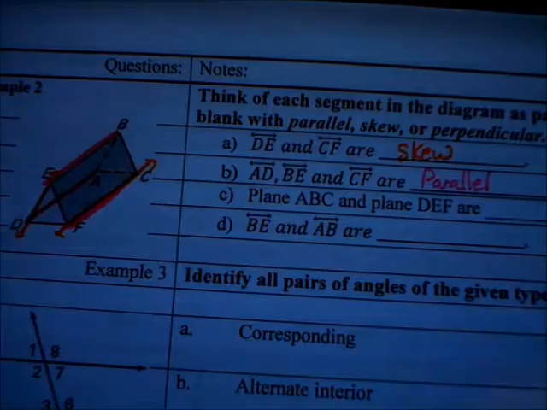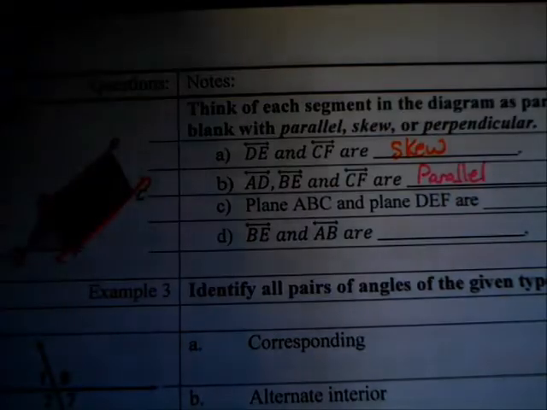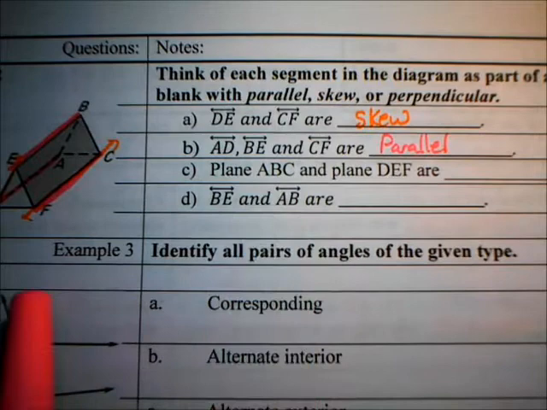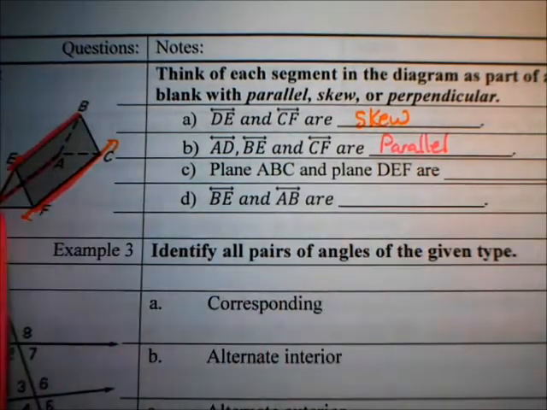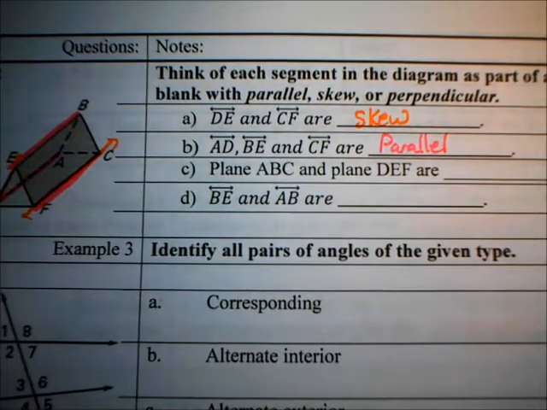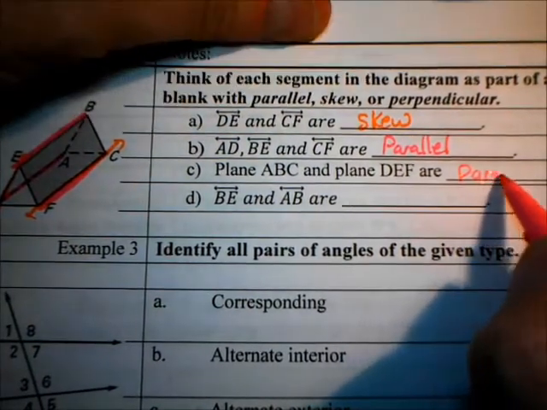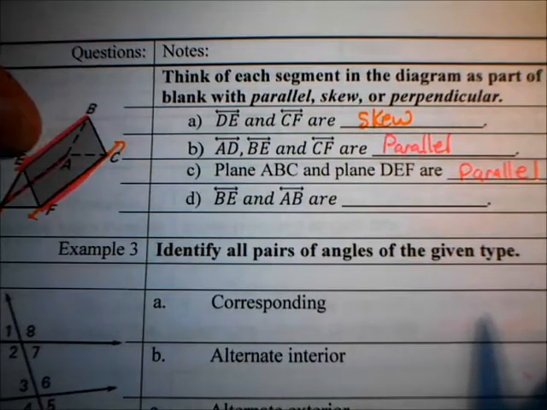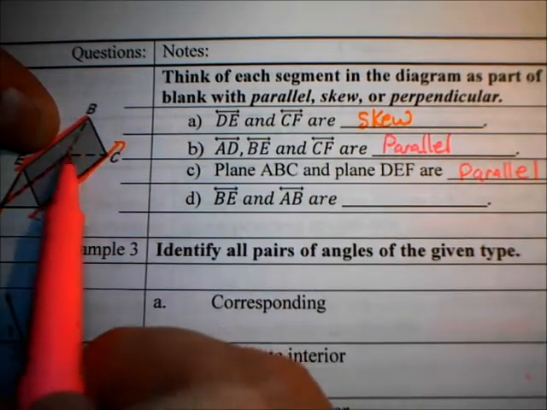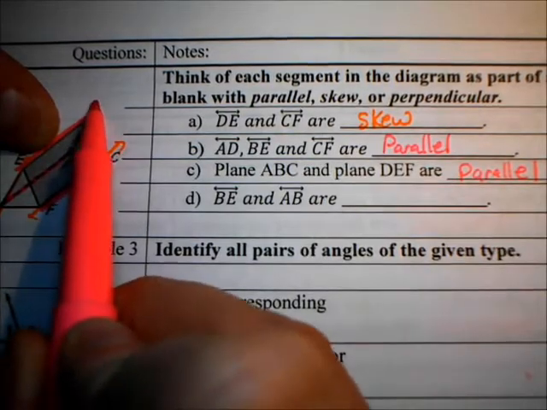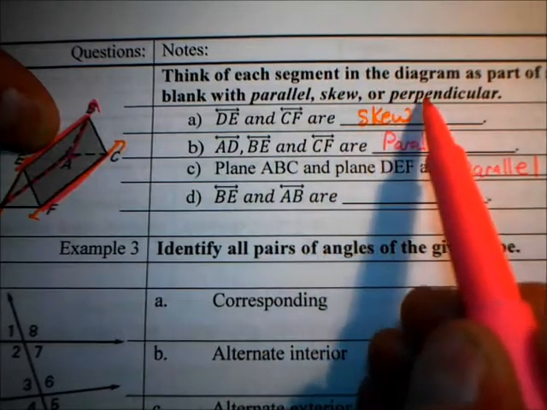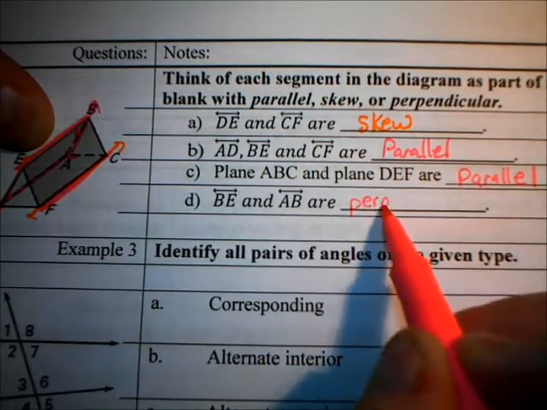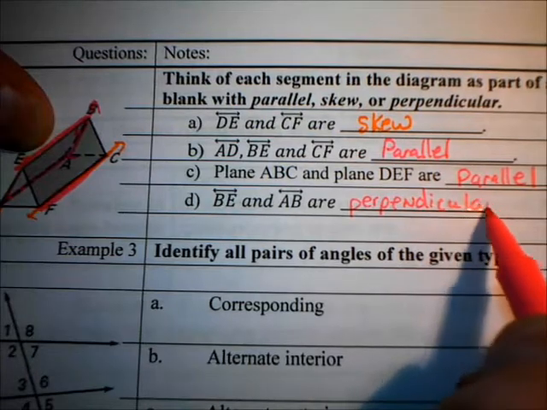Okay. Alright, so let me look at C. Let me pause. Okay, on C it has plane ABC. ABC is the back triangle, and plane DEF. Those two planes are the triangles of a prism, therefore they have to be parallel. And then on D it has BE, which is this top line, and plane AB, which is back here. And these are intersecting lines, so I know they're not parallel and they're not skew. So that means they must be perpendicular. And remember, this side is a rectangle, which they all meet at right angles. And that's what's saying that this is a perpendicular line.